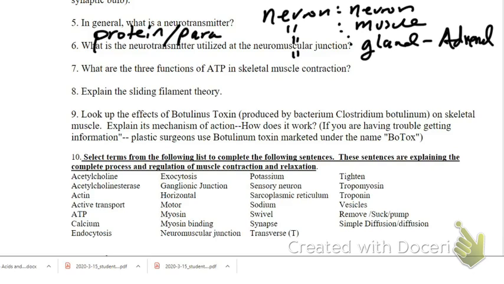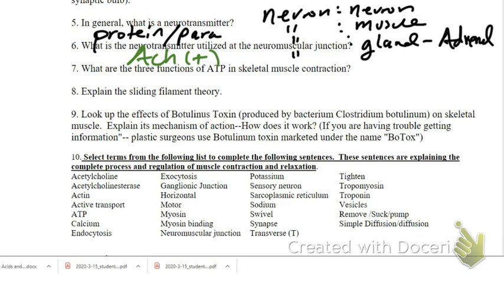What neurotransmitter is used at the neuromuscular junction? It's always the same. It's always acetylcholine. And that is a difference between a neuro junction versus a neuromuscular junction. The neuromuscular junction is always excitatory. There is no such thing as an inhibitory one because it's always acetylcholine.